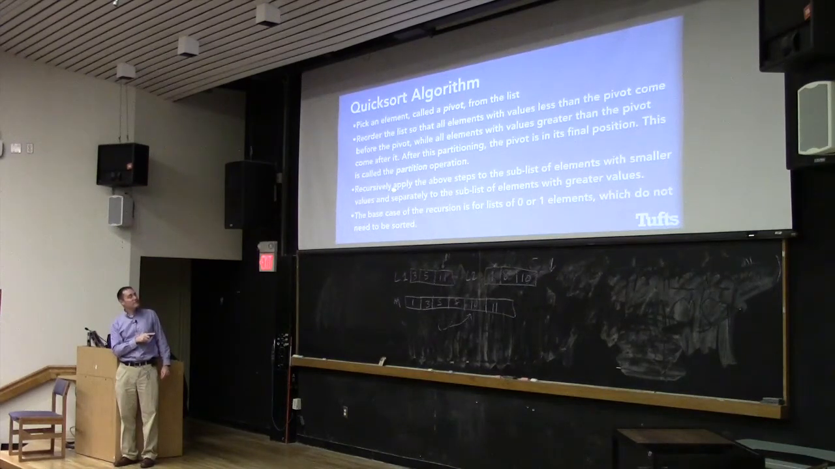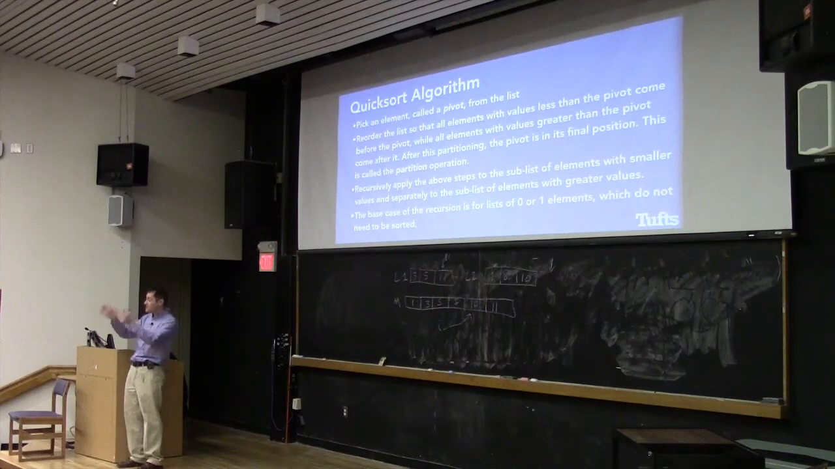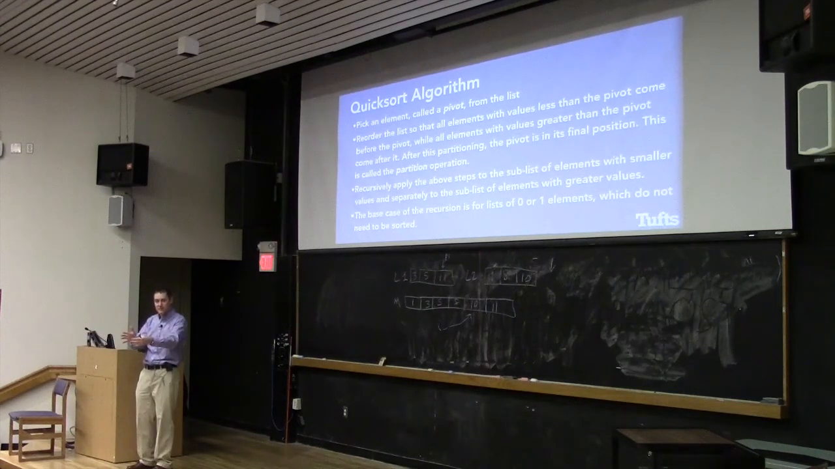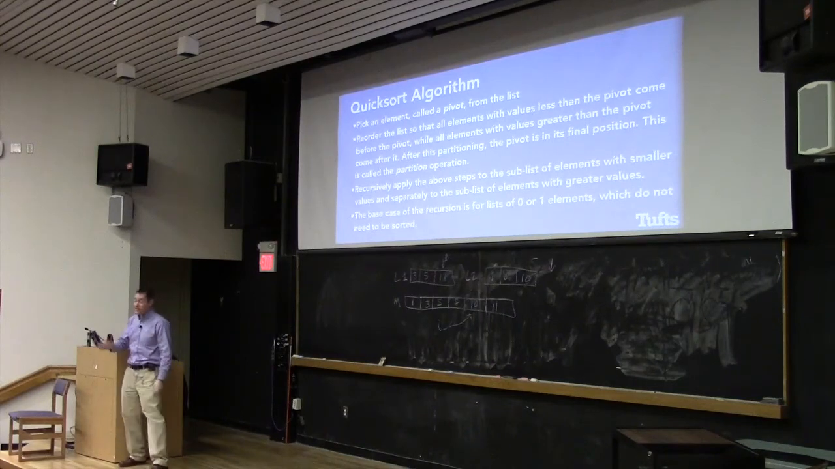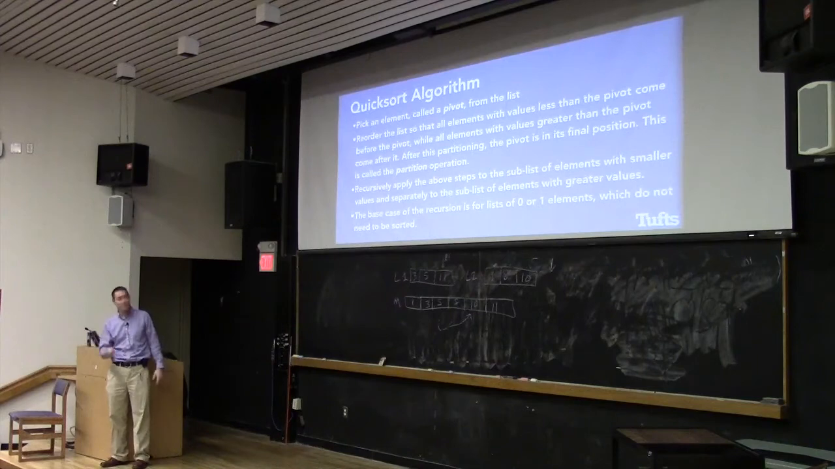Then you recursively do the same thing to each sublist with smaller values and separately to the sublist of elements with greater values. In other words, you do the same exact partitioning of the smaller sublist and the larger sublist. You can actually ignore the one that you just partitioned if you want. It actually makes it slightly faster. If you don't, it really doesn't matter.